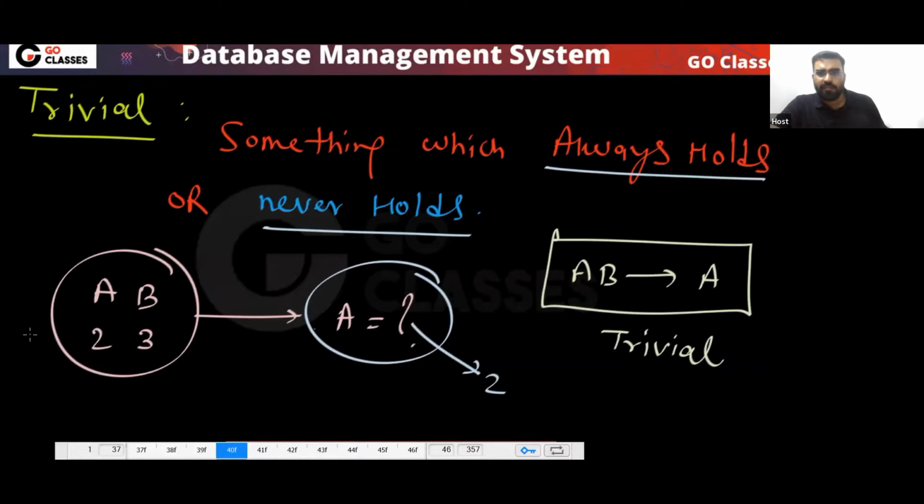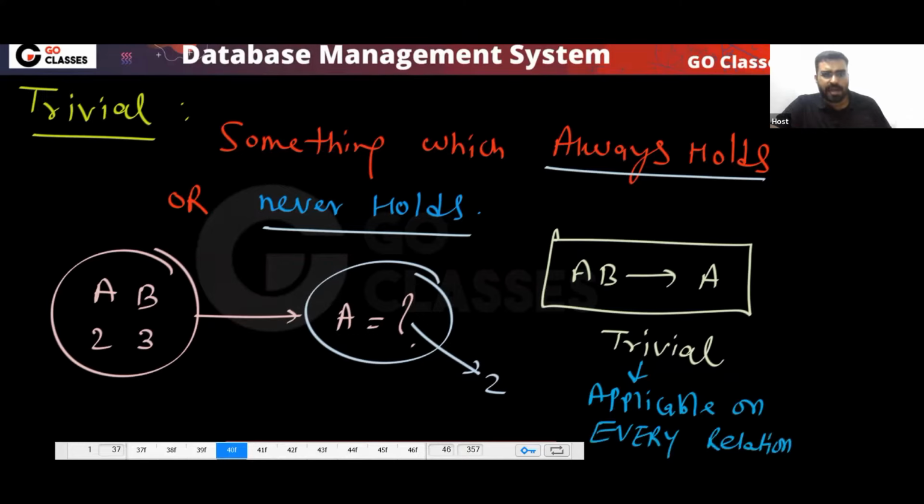This is trivial. Why am I calling it trivial? Because it will hold on every relation. You don't have to apply your brain. You don't need any extra information. This is trivial because it will be applicable on every relation. In every relation, this will happen.